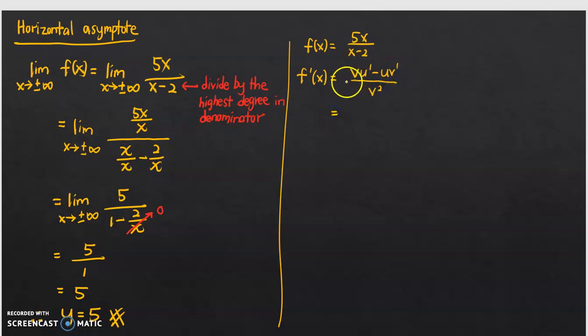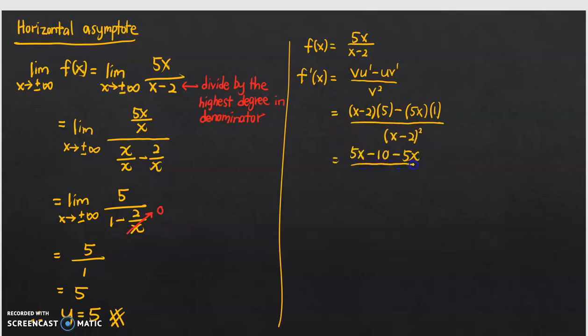So where our v is x minus 2, u prime, differentiate 5x, I should get 5, minus u which is 5x, v prime is 1, over v squared, so it's x minus 2 squared. So I try to expand 5 times x, 5x minus 10 minus 5x over x minus 2 squared. So 5x minus 5x, this is negative 10 over x minus 2 squared.